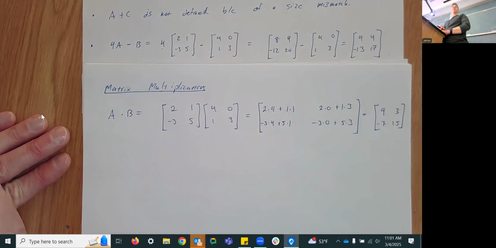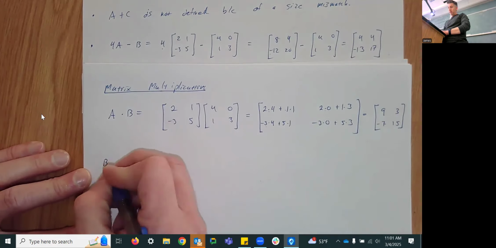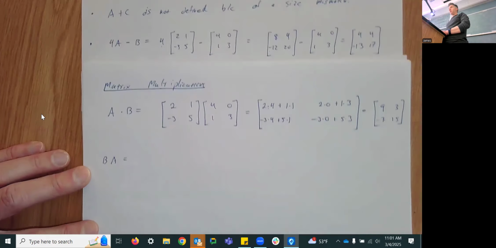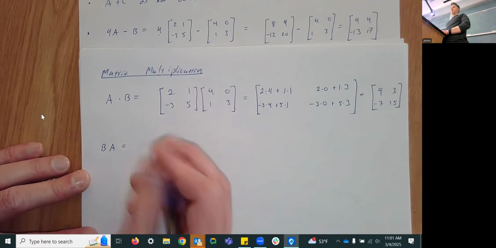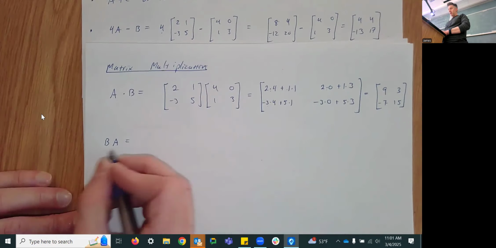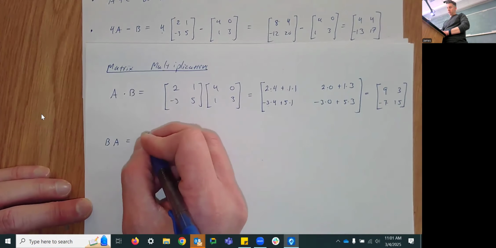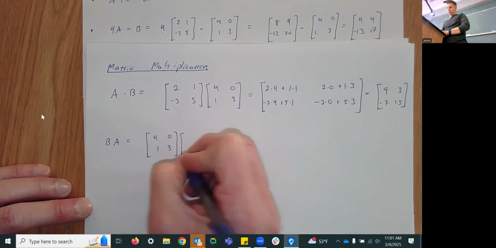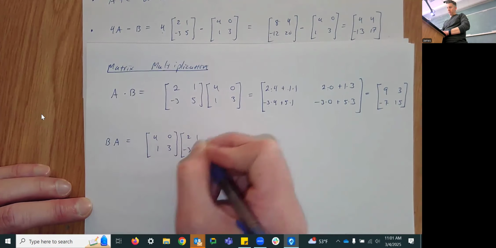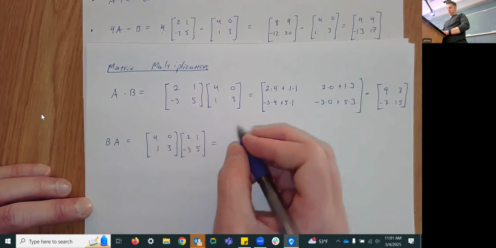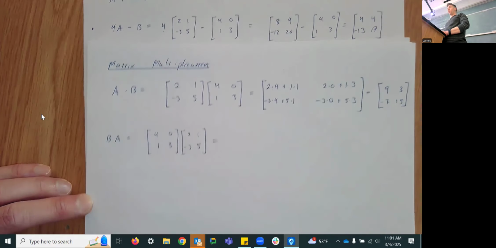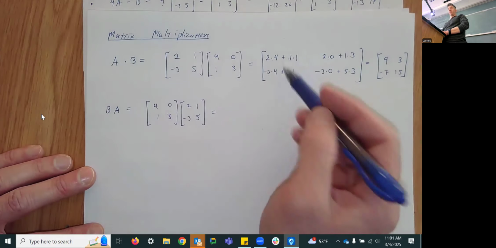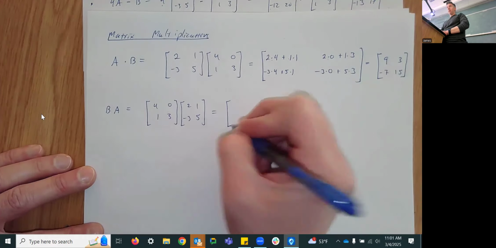Let's see what happens if we multiply them in the opposite order. So do B times A. Usually you don't write a multiplication symbol between them. You just write the matrices next to each other. B times A is just B next to A. So that's going to be [4, 0, 1, 3] multiplied by [2, 1, negative 3, 5], which is going to give us... Normally I wouldn't write out all this arithmetic. I would just do the math mentally.